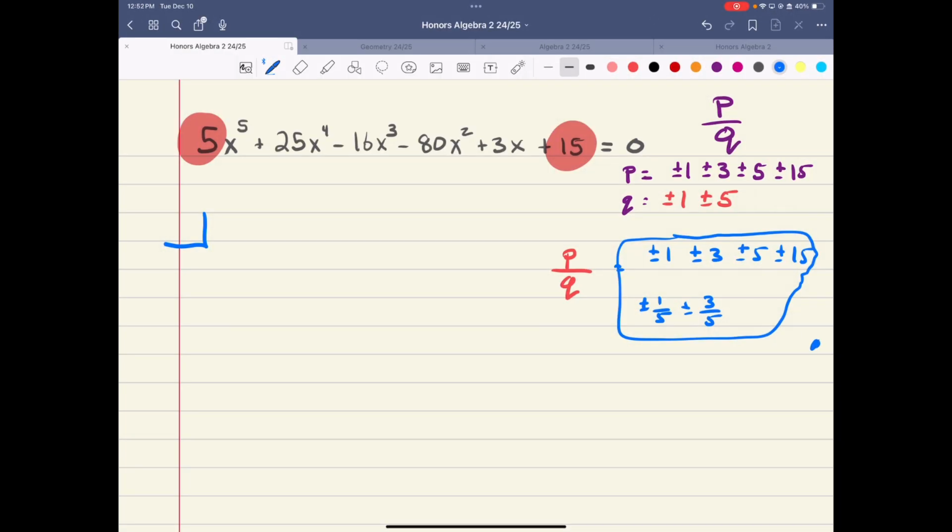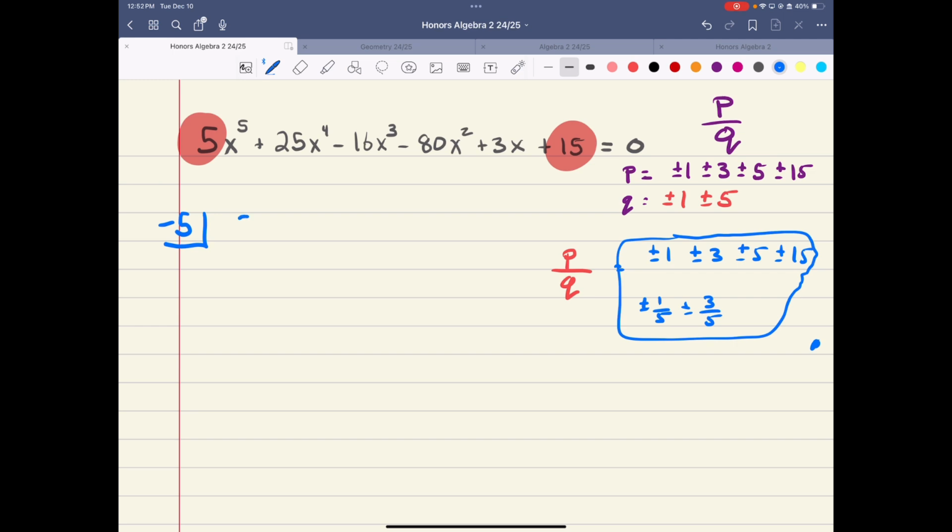But now I've got 16, and what do you notice about 16 to 80? Well, you probably don't notice that one, but if I go 3 to 15, that's 5, right? And 16 to 80 is 5 as well. So the first one I'm going to try is negative 5 because that gives me a bunch of zeros. Or it appears as if it gives me a bunch of zeros.